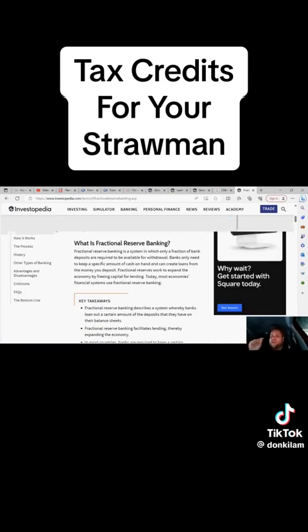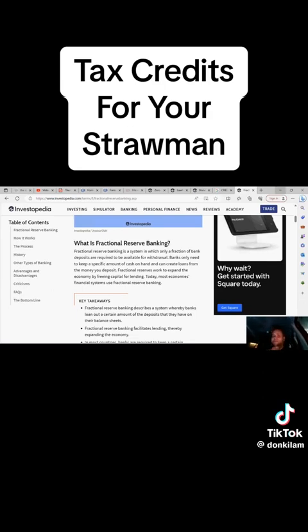Fractional reserve banking is a system in which only a fraction of bank deposits are required to be available for withdrawal. Banks only need to keep a specific amount of cash on hand and create loans from the money you deposit. Fractional reserves work to expand the economy by freeing capital for lending. Today, most economies' financial systems use fractional reserve banking. So, say you put $100 in, they can loan out 90. As soon as you put $100 in, they loaned out 90 of it.